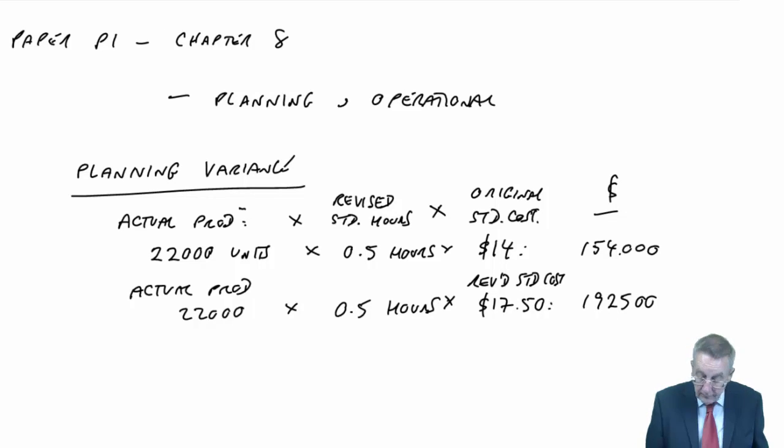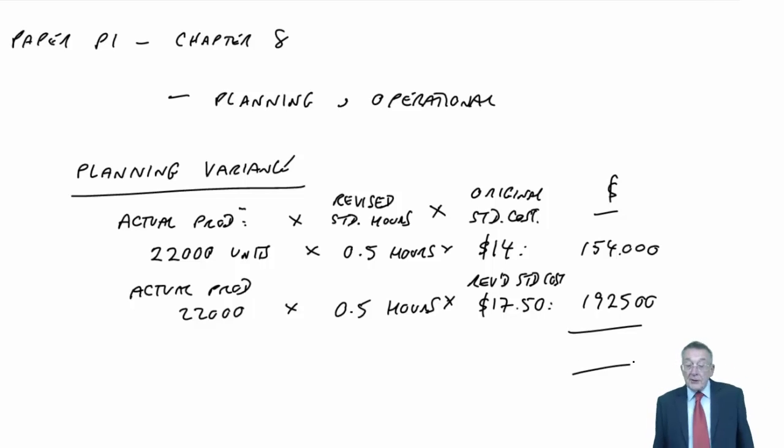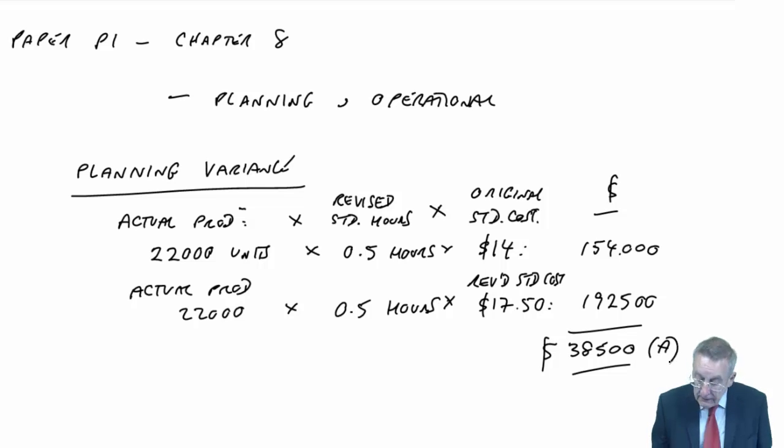And so, say, your working is different by all means. Clearly, we're expecting we'd have to pay an extra £3.50 an hour, or in total, the difference is 192,500 minus 154,000, 38,500. Adverse, it's revised upwards. That's what we'd now be expecting. Okay, that's the planning variance, and that again is something we can't control.